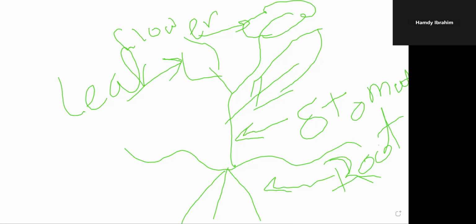Climber, the B is silent. Climber stem, like grapes. And the fourth one is the runner stem. The runner stem, like strawberry. The fifth one is the upright stem. Upright stem, like flowers. Okay, we have 5 types of stem. We have named it now.